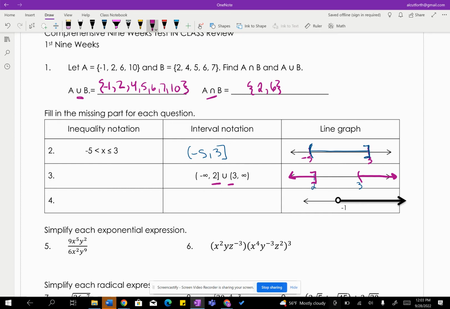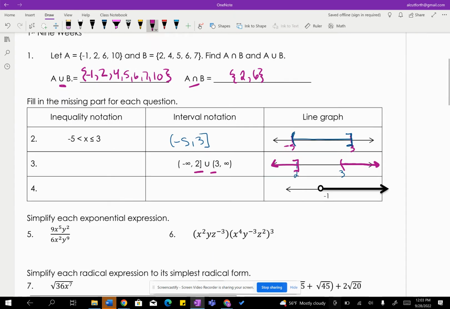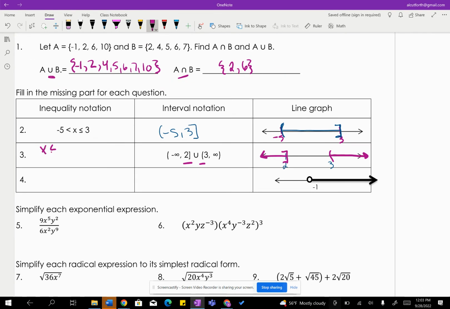Okay, so these first numbers here from negative infinity to 2, this is all the numbers that are less than or equal to 2, right? Everything from 2 and below. So x is less than or equal to 2. You need to have that.